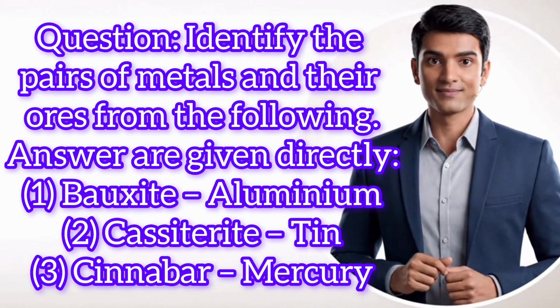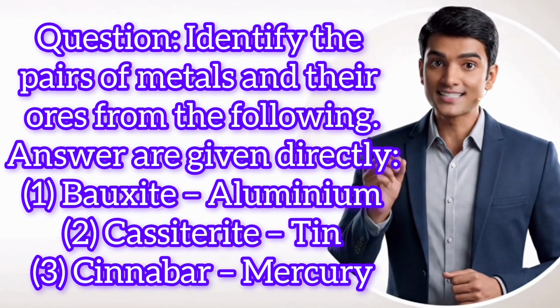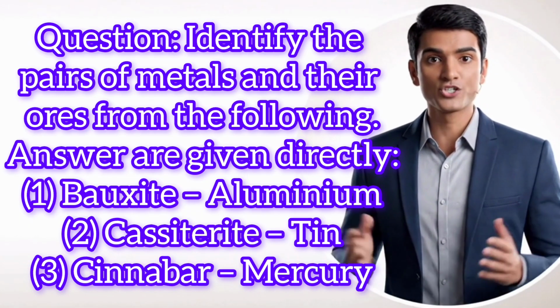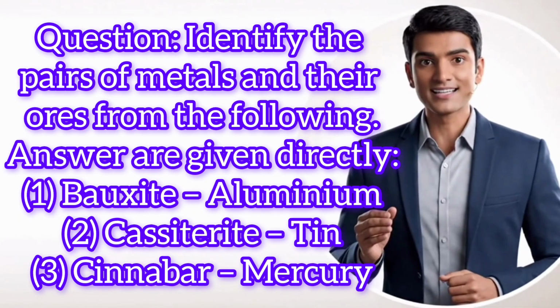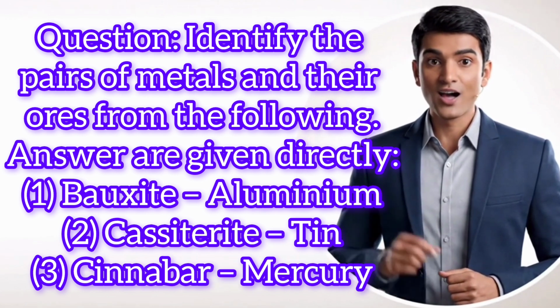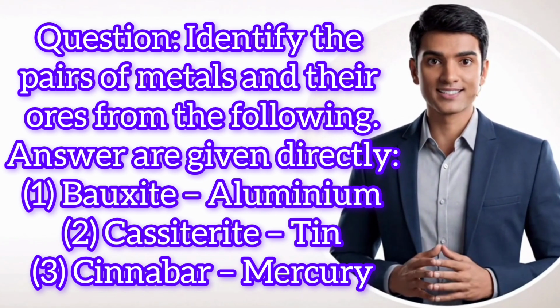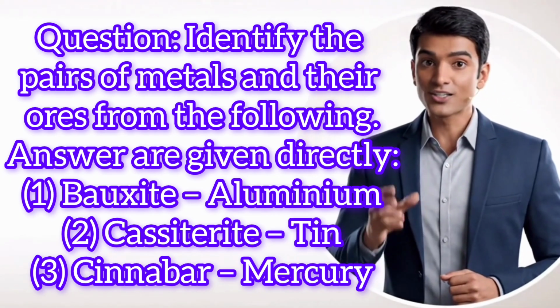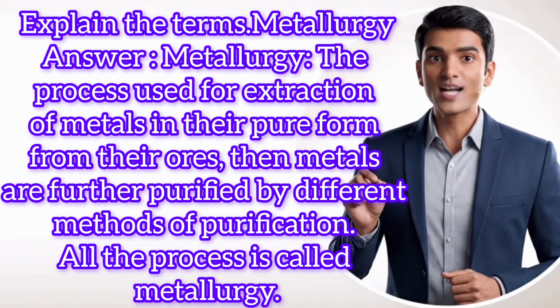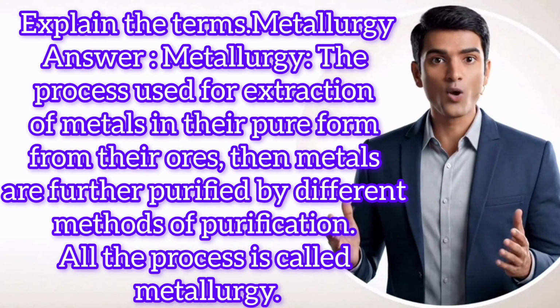Question. Identify the pairs of metals and their ores from the following. Number 1. Bauxite, aluminum. 2. Cassiterite, tin. 3. Cinnabar, mercury. Question 4. Explain the terms.